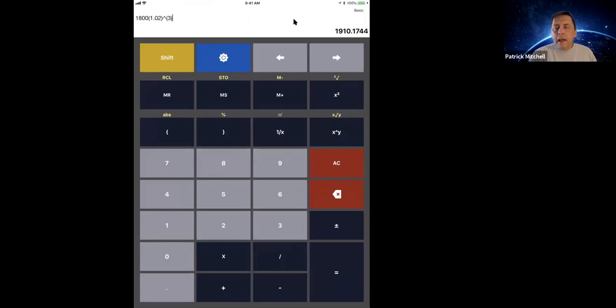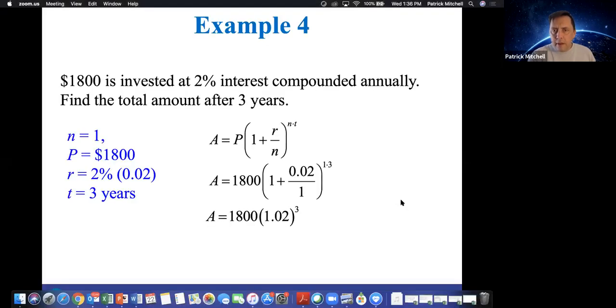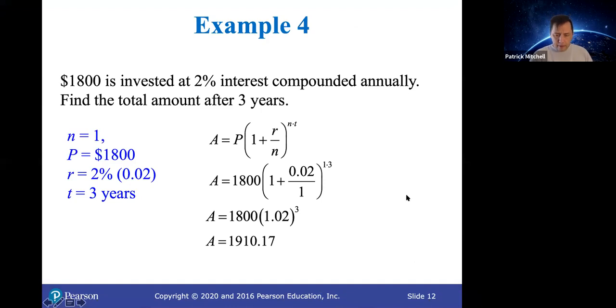So remember, in any money problem, you always round to 2 decimal places. So hopefully they came up with the answer $1,910.17. Let's see. Yes, that's what they got.